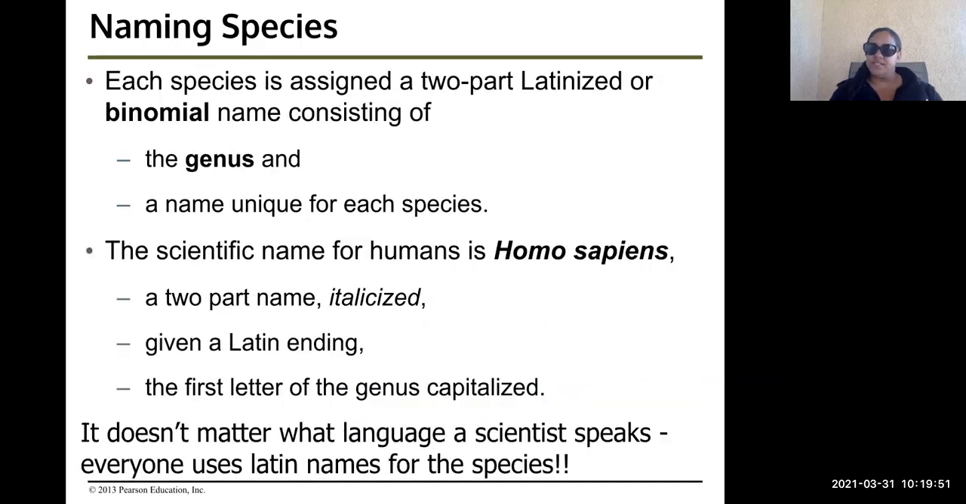Each species is assigned a two-part Latinized binomial name, consisting of a genus and a unique name for each species. The scientific name for humans is Homo sapiens. So it's two parts, it's italicized, it's given a Latin ending, and the first letter of the genus is capitalized. Like I said, it doesn't matter what languages scientists speak, everyone uses the Latin names for the organisms.